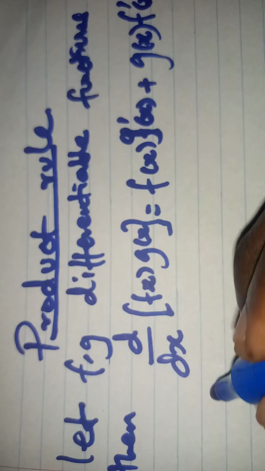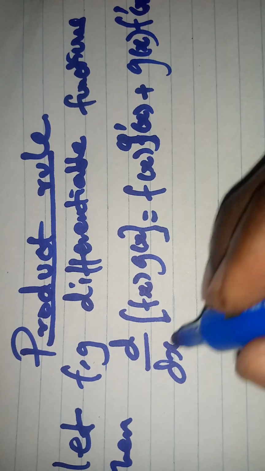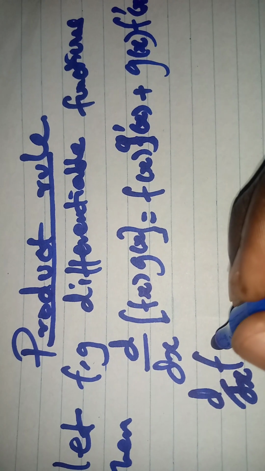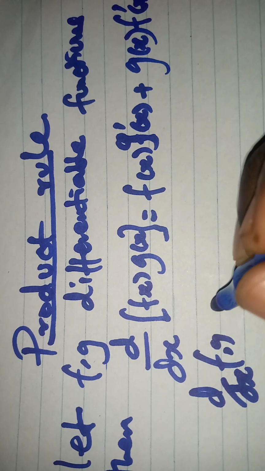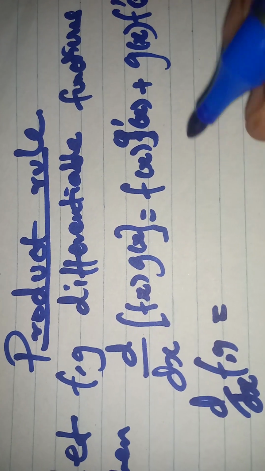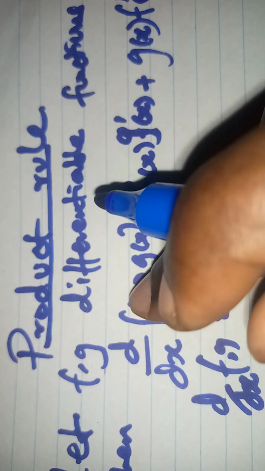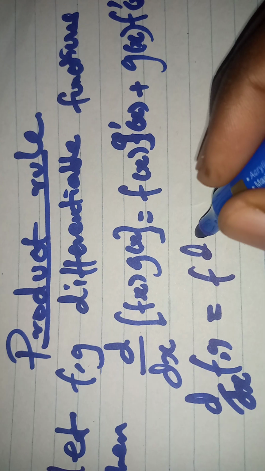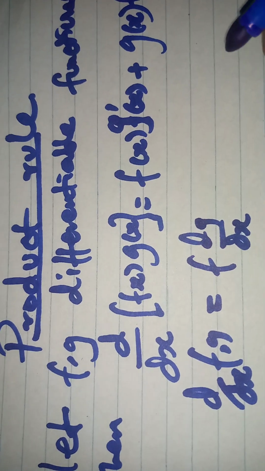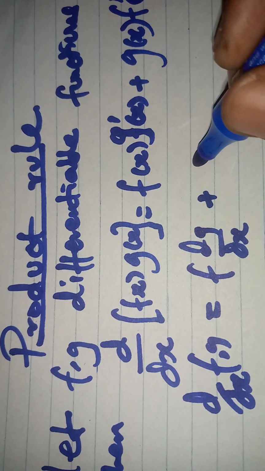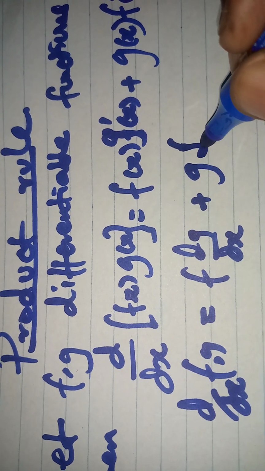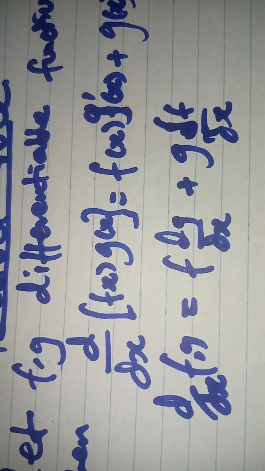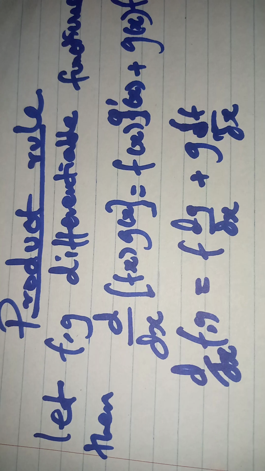This equation can also be written as: if I have d/dx of a function f and g, then this is just taking the function f, multiplying by the derivative of g with respect to x, and adding the function g multiplied by the derivative of f. So this rule is very simple.